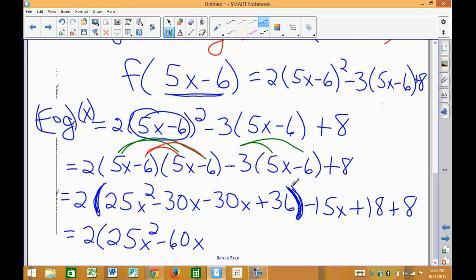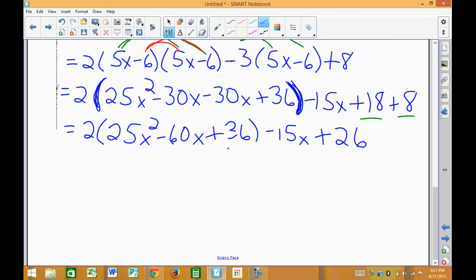I have a negative 30x and a negative 30x. So that gives me a negative 60x. And then plus 36, because that's the only number. And then I can combine what's left outside. Negative 15x. There's nothing to combine that with. But I do have a plus 18 and a plus 8. So plus 18 and plus 8 ends up being plus 26.